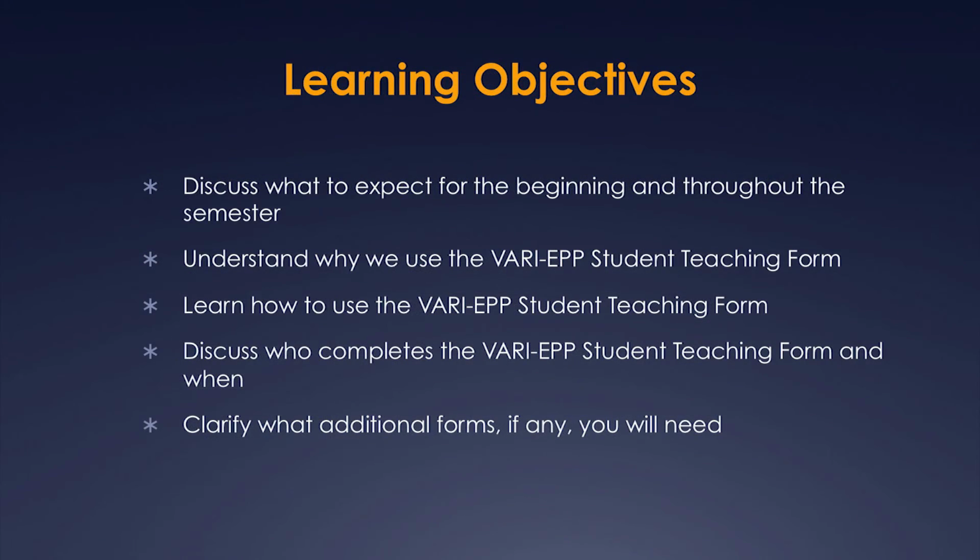In this module, we discussed how the student teacher, cooperating teacher, and university supervisor use the Vari-EPP student teaching form and come together to evaluate the student teacher's performance at the middle and end of the semester in a three-way conference. We also discussed the Vari-EPP student teaching form's alignment with state and national standards for student teachers in all content areas. Remember to check with your program coordinator if there are additional forms in your area.